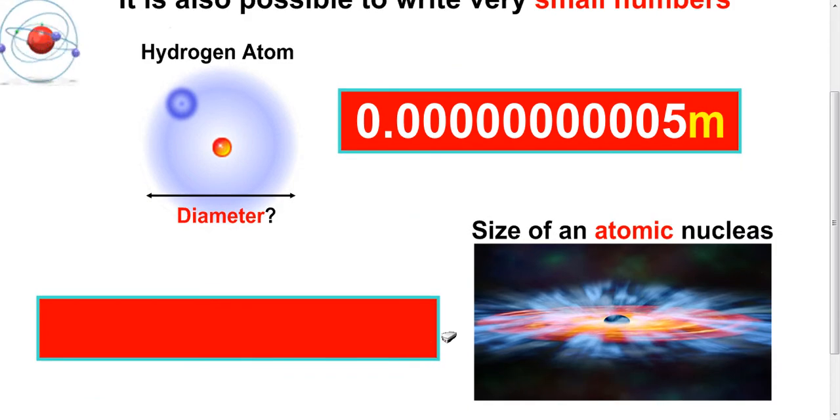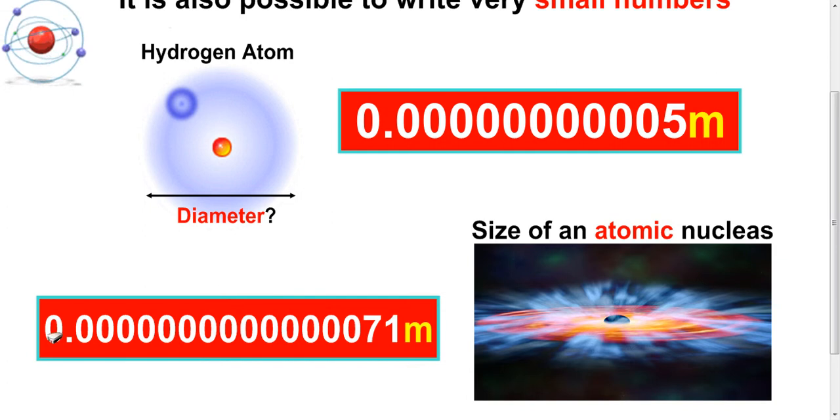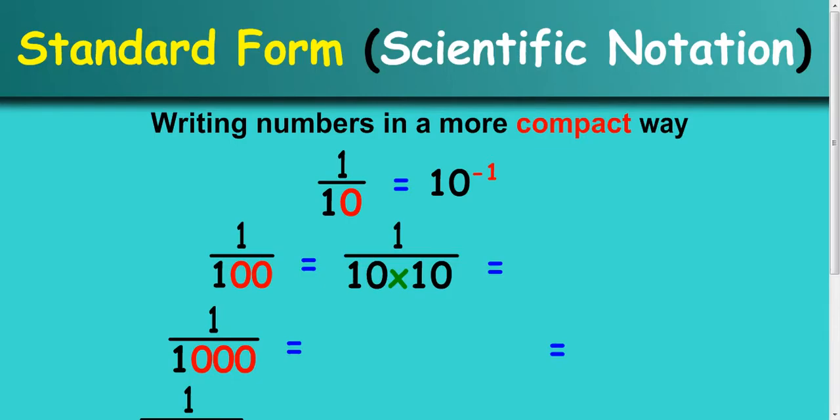And the size of an atomic nucleus, this ridiculous number here, 0.0000000000000071 meters. I'm tired after even seeing that number. Right, so we need a better way of writing these numbers, and we can use scientific notation to do it. So let's have a look at how this is done.